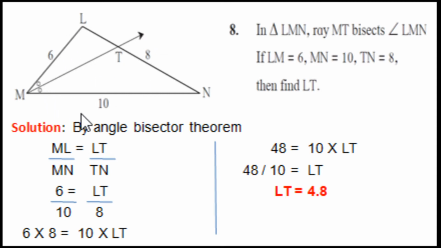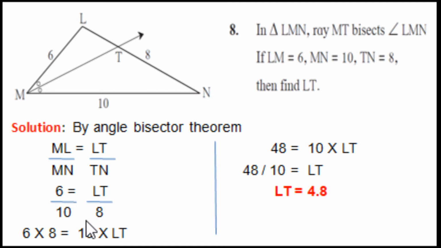Therefore we are directly using the angle bisector theorem. So by the angle bisector theorem, what do we get? ML upon MN is equal to LT upon TN. Therefore 6 upon 10 is equal to LT upon 8. ML is equal to 6, MN is 10, LT we have to find out, and TN is 8.